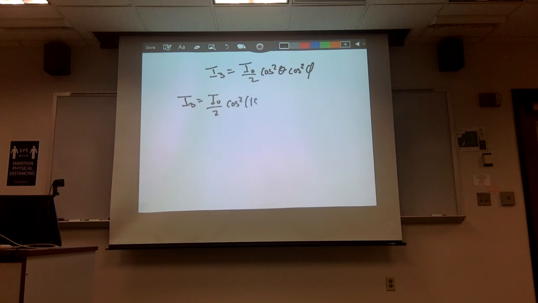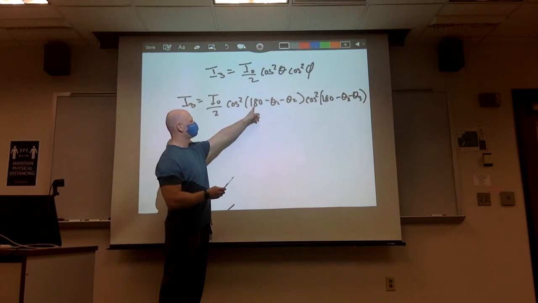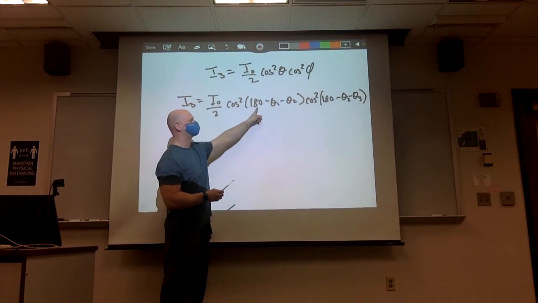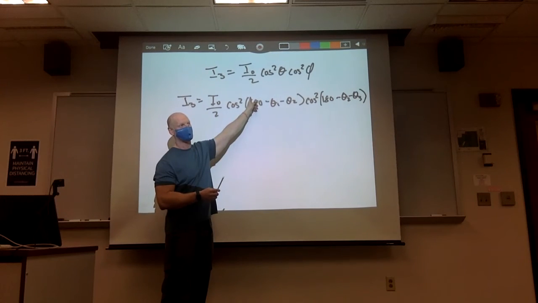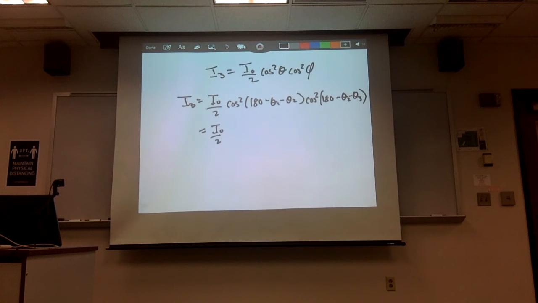cosine squared of 180 minus theta 1 minus theta 2 times cosine squared of 180 minus theta 2 minus theta 3. Now remember, I have cosine and I take 180 degrees minus an angle. That's the same thing as negative cosine of that angle. But since I'm squaring it, I don't care about the negative. That's just going to make the square become positive. So it's going to be I0 divided by 2 times cosine squared of theta 1 plus theta 2 times cosine squared of theta 2 plus theta 3. Okay with this?